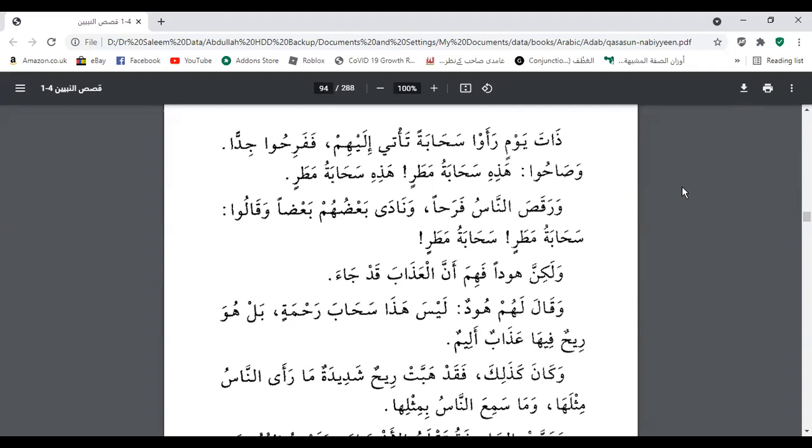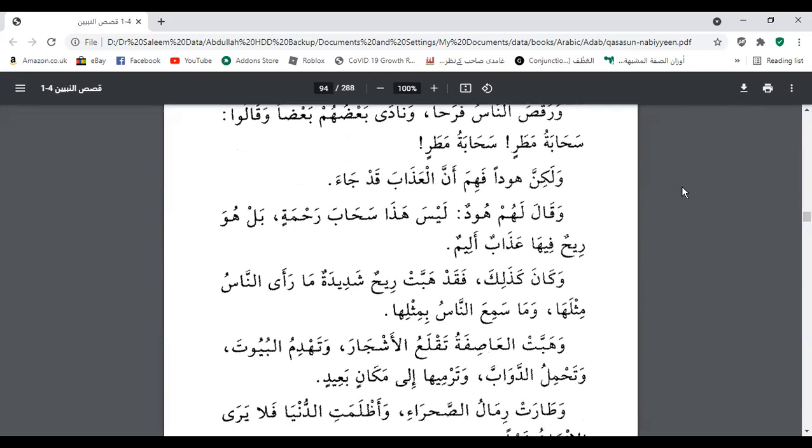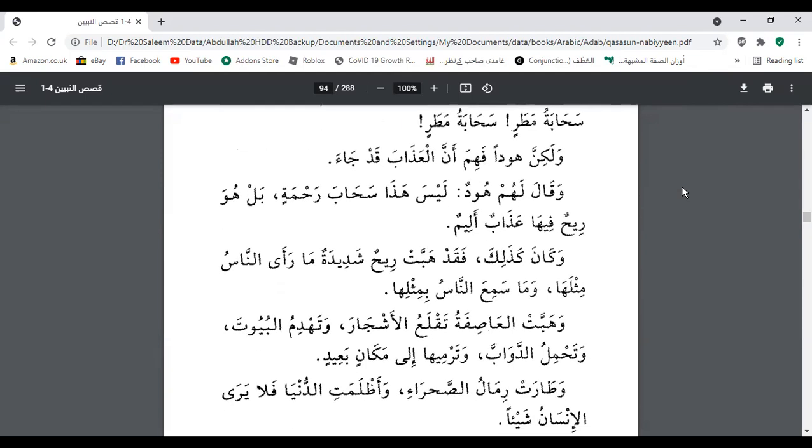But Hud alayhi salam understood that the punishment of Allah had just come. He said to them, "This is not a cloud of mercy. Rather, it is a wind in which there is a painful punishment."